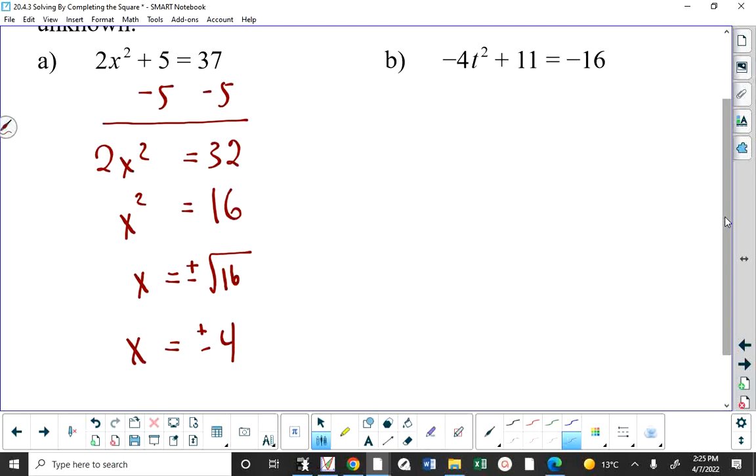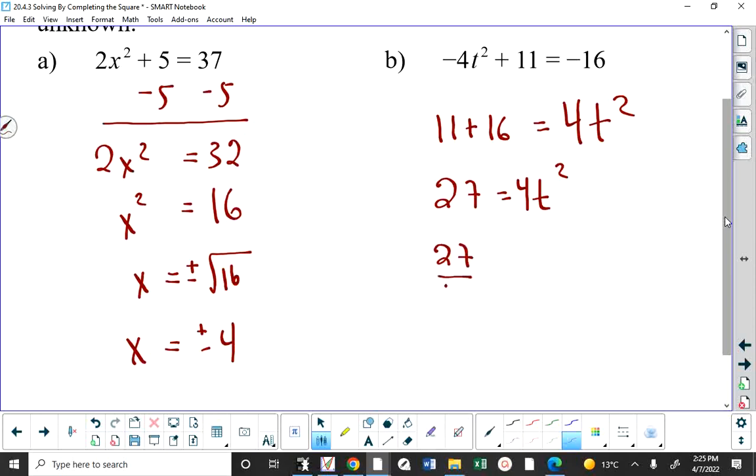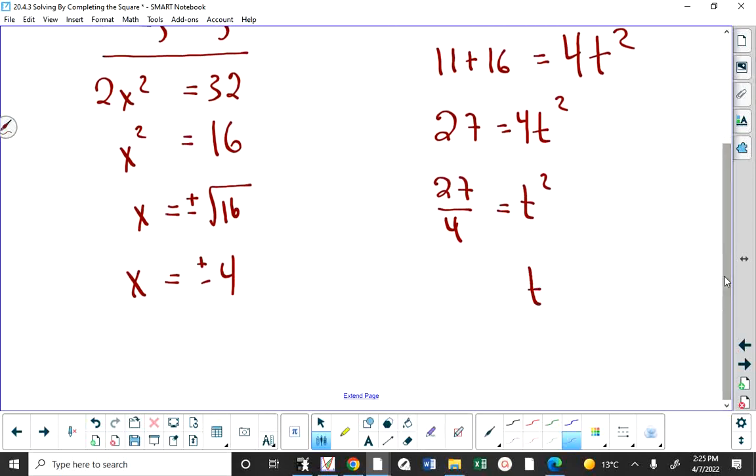I would personally rewrite this equation with the quadratic term on the right side so that it's positive. What am I going to have then? I'm going to have 11 plus 16. So I'll get 4t squared equals 27. Are you with me on that? So I divide both sides by 4 and get t squared equals 27 over 4, which means t equals plus or minus the square root of 27 over 4.